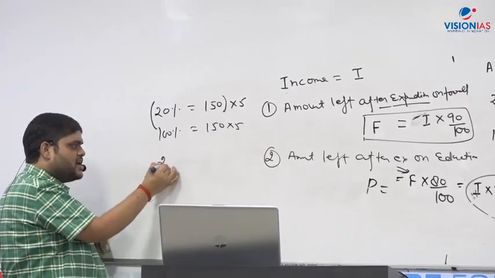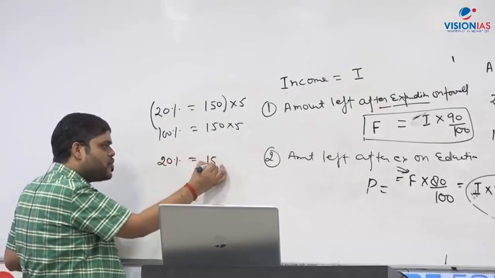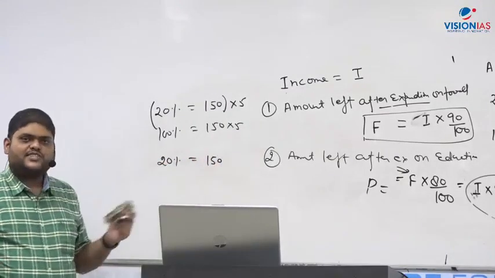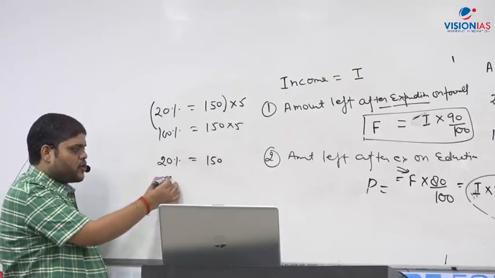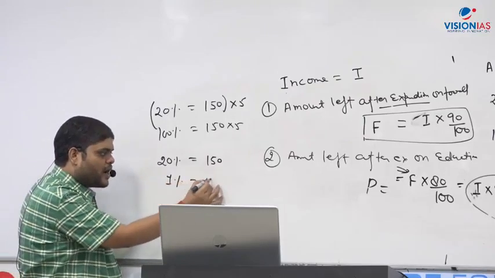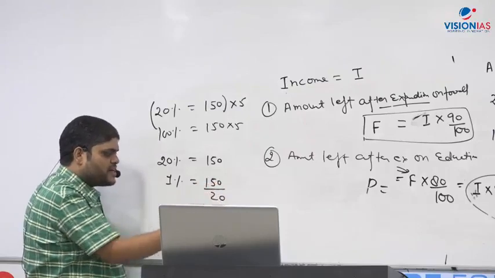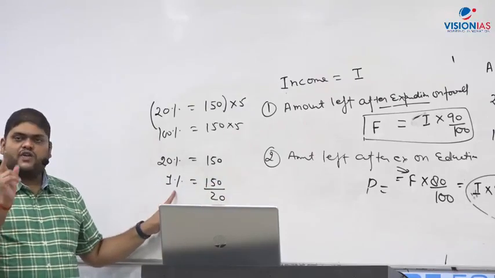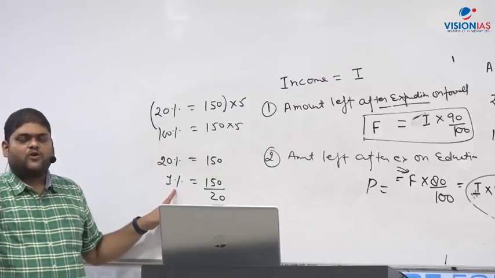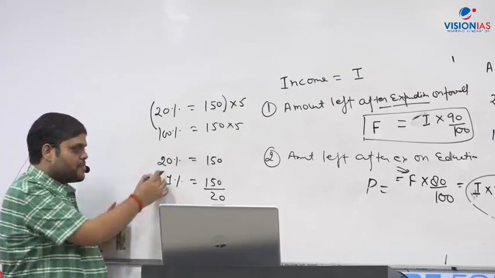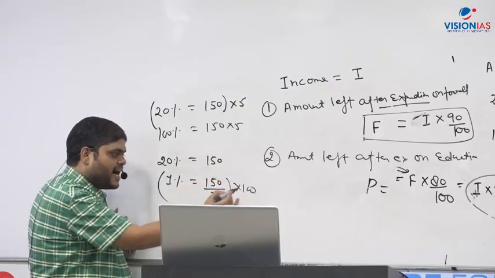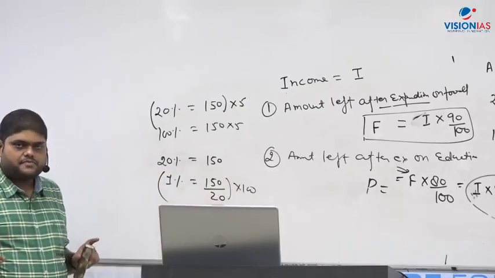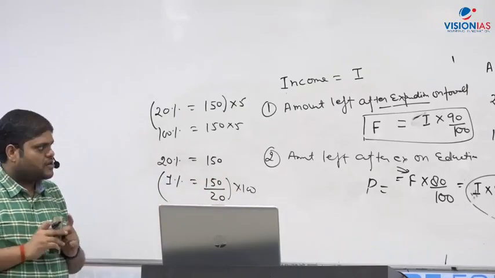The other way is the basic approach, that's why I'm taking this. You can find out the 1% from here. 1% is 150 upon 20. And why are we finding out 1%? Because as soon as you get 1%, you can find out any data now. You can simply multiply by 100 and you will get 100%. Is this making sense or not?